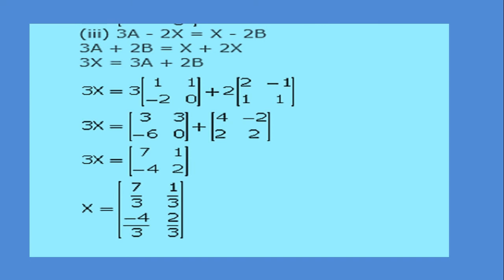In the first step, substitute the values of matrix A and matrix B and do the multiplication: multiply all the elements of matrix A by 3 and multiply all the elements of matrix B by 2. Hence add these two matrices to obtain the values of 3X. In a similar way, like how we did the previous sub question, X will be equal to the matrix of elements we have obtained into 1 by 3. Hence the resulting matrix X will be 7 by 3, 1 by 3, minus 4 by 3 and 2 by 3.